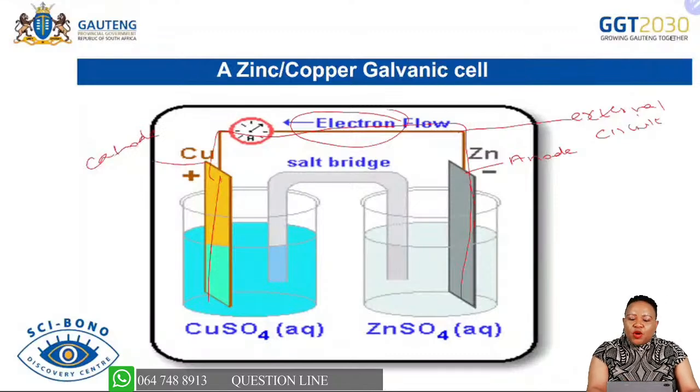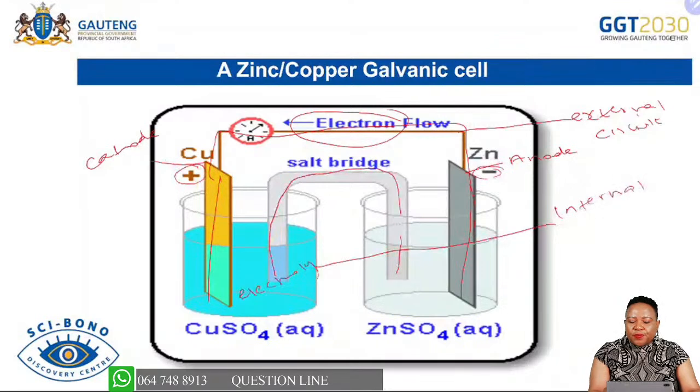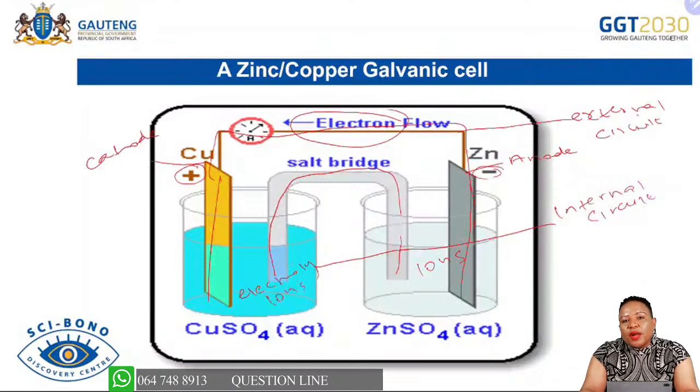And we'll also explain why our anode becomes our negative electrode, as I said, and our cathode becomes our positive electrode. We'll have the second type of circuit where we have our salt bridge connecting our two electrolytes. This we normally refer to as our internal circuit. What flows in our internal circuit is our ions. So we'll expect our ions to flow inside the internal circuit because that is where we find our electrolyte.